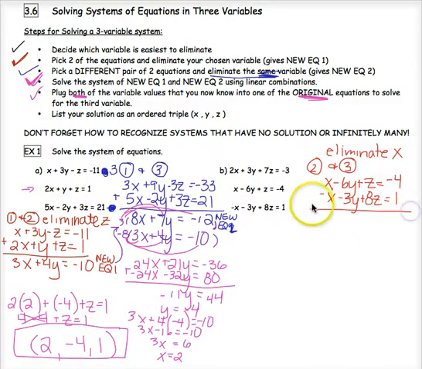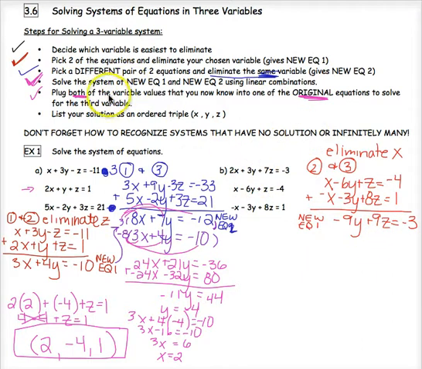So add straight down. My x's are going to cancel. On y, negative 6 plus negative 3 is negative 9y. z plus 8z is 9z. And negative 4 plus 1 is negative 3. So I've got negative 9y plus 9z equals negative 3. So this is my new equation 1. Remember that we need these equations because we're eventually going to solve the system of the 2 by 2s.